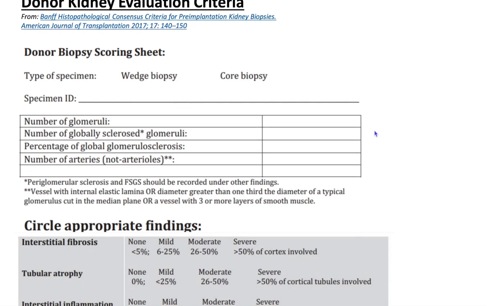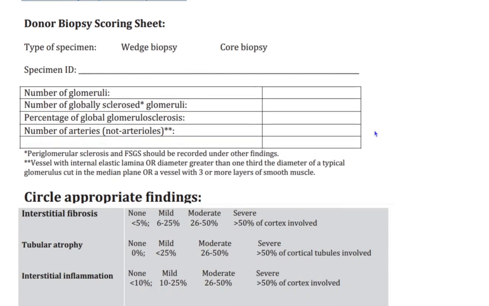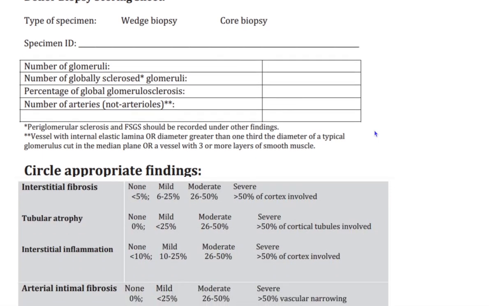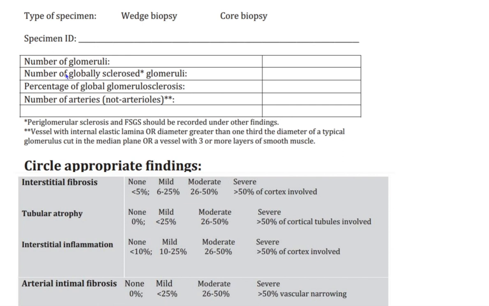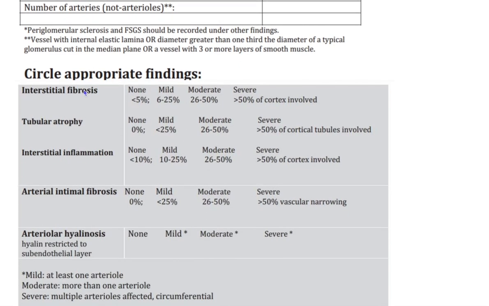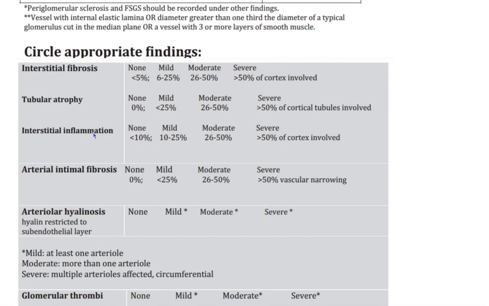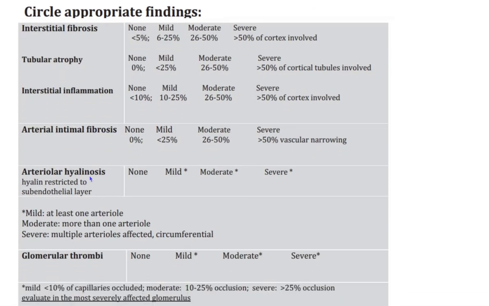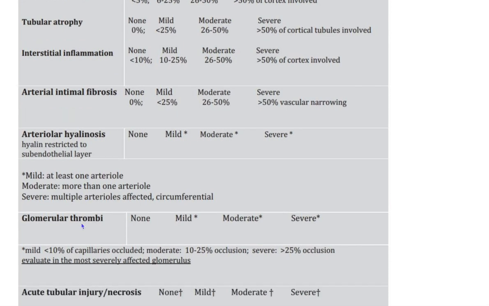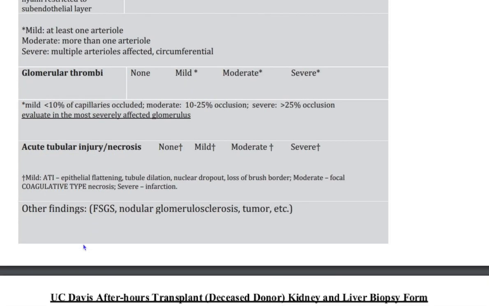And here is a sample donor kidney evaluation that you may have to fill out as the pathologist doing the donor organ evaluation. For a kidney, we'll look at the number of glomeruli, number of globally sclerosed glomeruli, the percentage, number of arteries. We'll assess the percentage of interstitial fibrosis, tubular atrophy, interstitial inflammation, arterial intimal fibrosis, arteriolar hyalinosis, which is defined mild, moderate, severe based on the number of arterioles, glomerular thrombi, acute tubular injury, and necrosis.